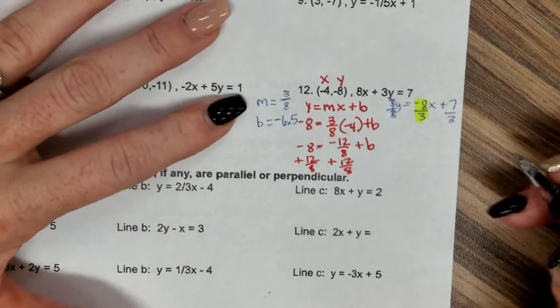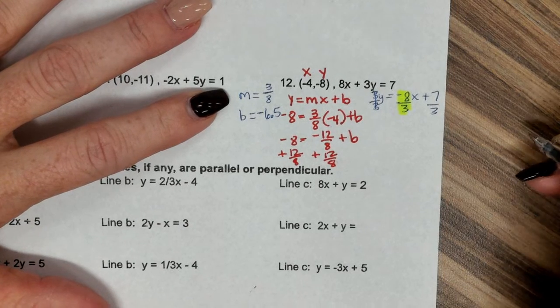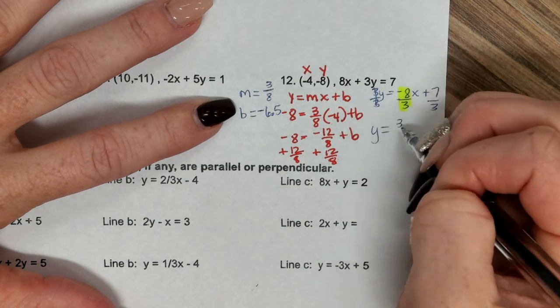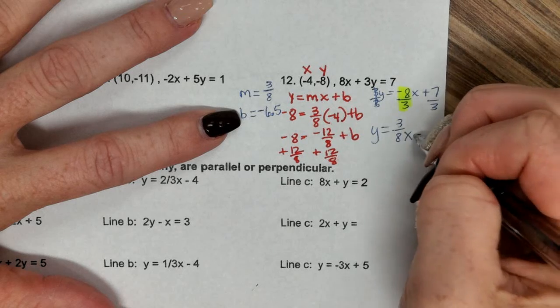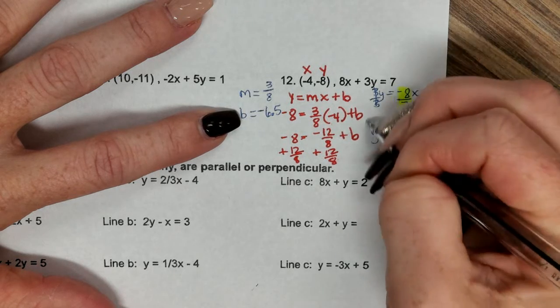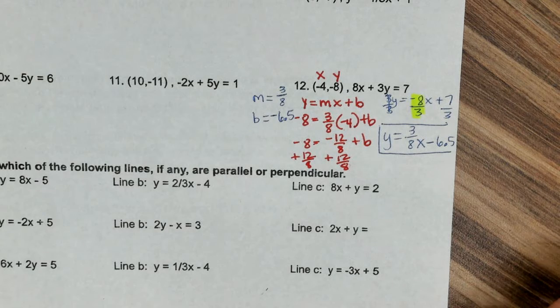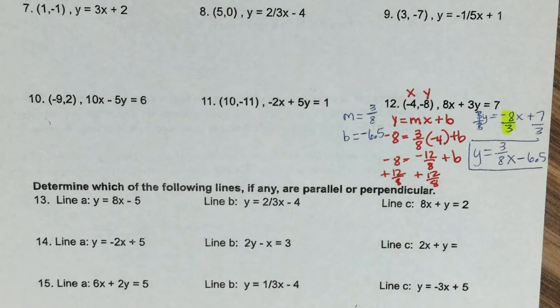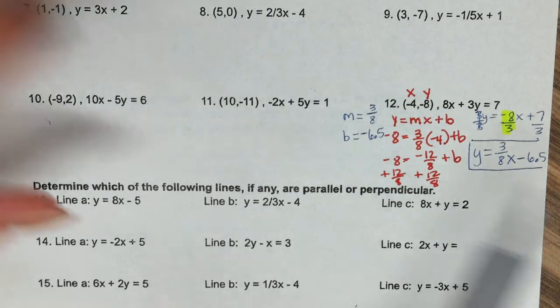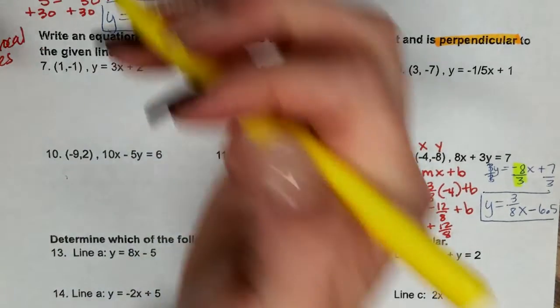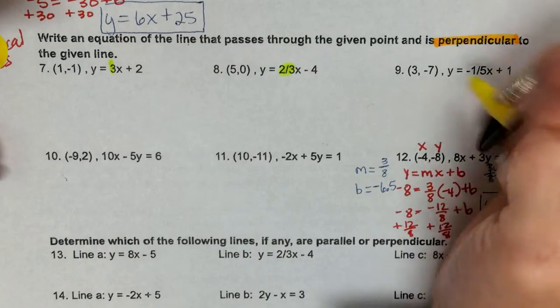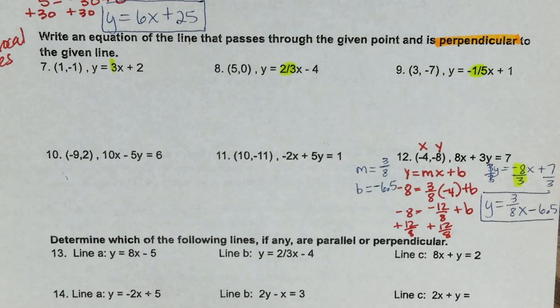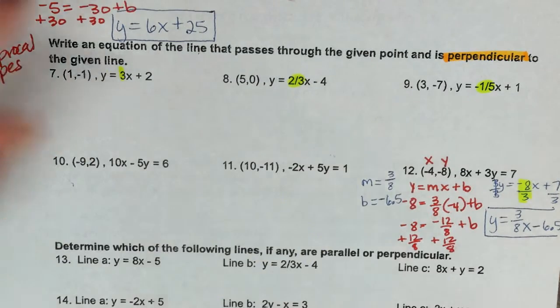Now do I have what I need to write my equation? Yes. Y equals 3/8 x minus 6.5. If you want to show your work on a separate sheet of paper, you can. The only thing different with 10 and 11 is you got to rearrange the equation first before you can do the opposite reciprocal. On these, you can literally see the slope because they're in mx plus b form. Yes? Everybody okay? So these will be a little bit easier.